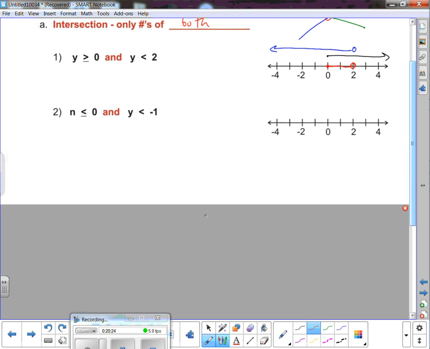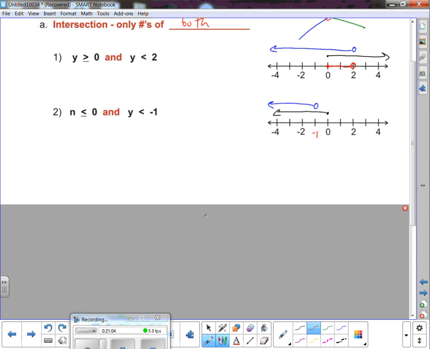Let's do another one. First one in black, n less than or equal to 0. If you want to, pause the video. You can try it yourself and then turn the video back on, see if you're correct. So we're going to do a dot over the 0, arrow to the left. Second one, y less than -1, circle over the -1, arrow to the left. Again, if you want to pause it at this point and do your solution, go ahead. What do you see? Where do you see both? All right, well, look at -1.